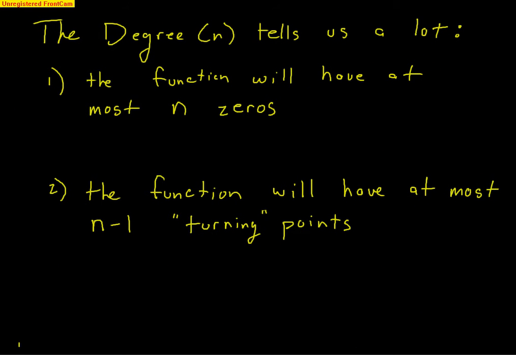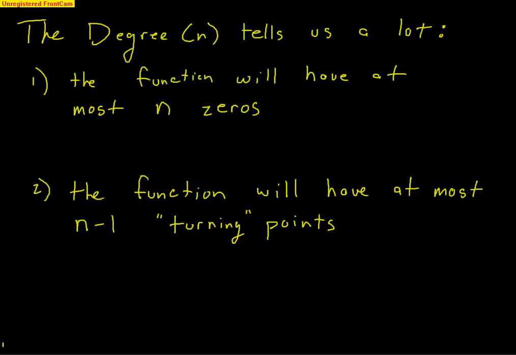All right, now, the degree of a polynomial is really, really important. It tells us two important things. First, it tells us that the function will have at most n zeros, meaning that if our degree is n, I'm just using a generic n, that's how many zeros you could have at most.